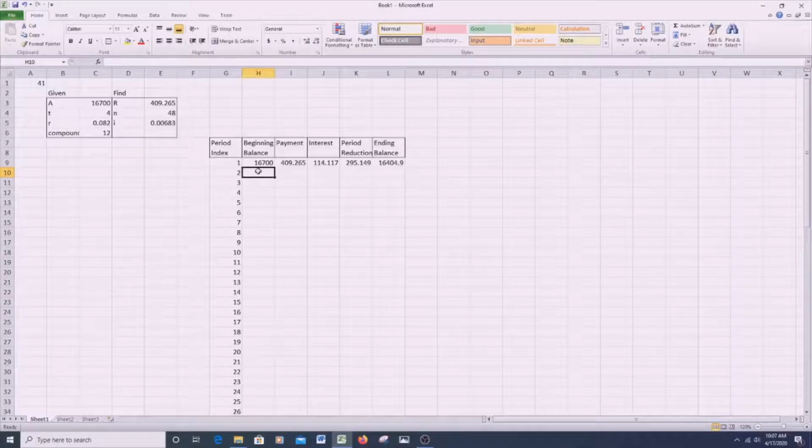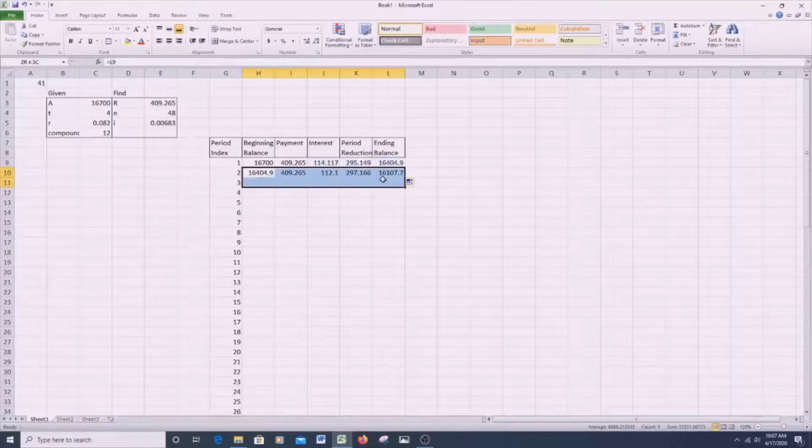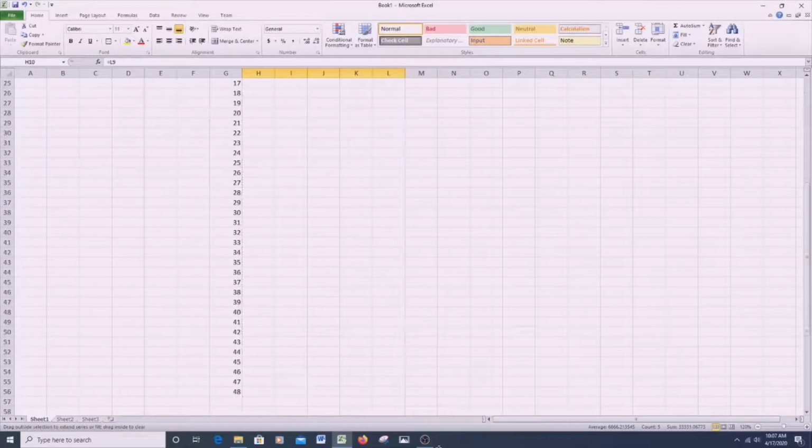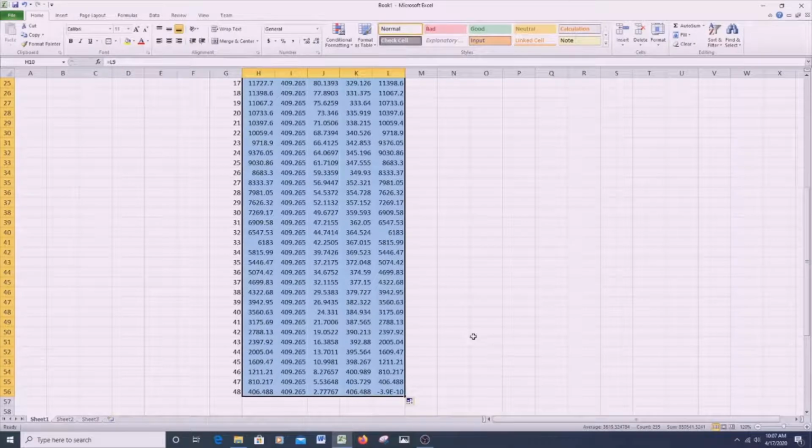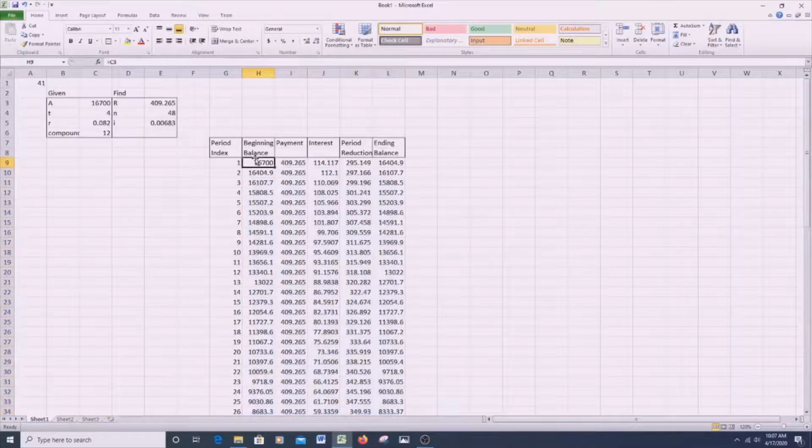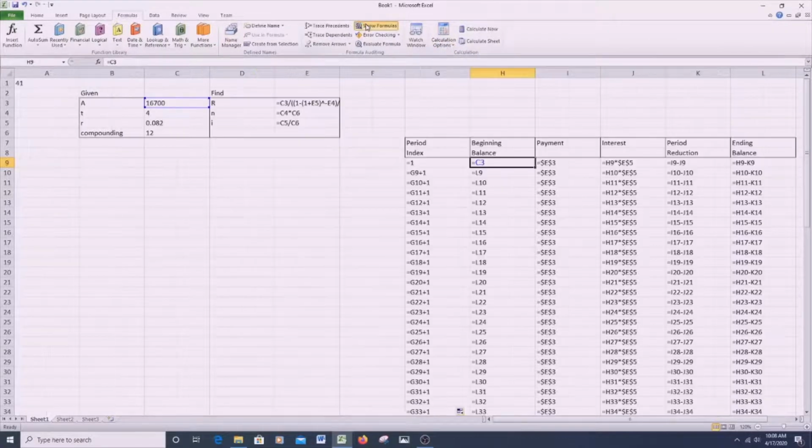For the second row, this beginning balance is your prior ending balance, and then these other formulas just get dragged. Then we take them and drag them all the way down. So this is the beginning balance of the period in this column. These are the payments, which are fixed here. This is interest. This is the period reduction, which is payments minus interest. And then this is the ending balance, which is the beginning balance minus the period reduction. Just to show the formulas, there they are.